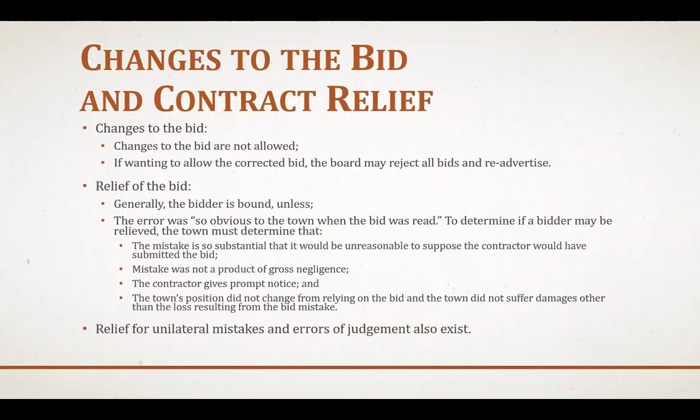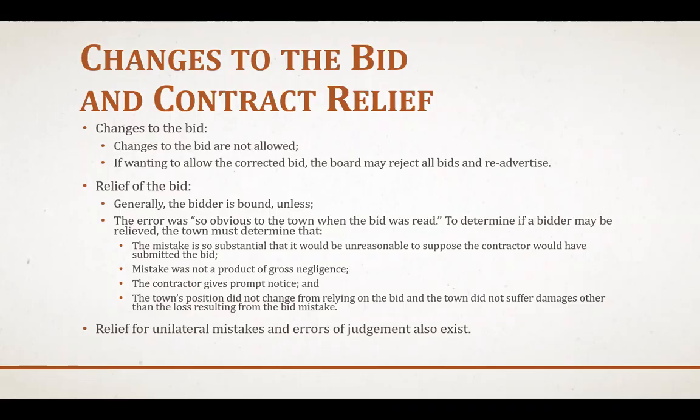However, a board has the ability to relieve a bid. In other words, if someone is the lowest responsible bidder, that is their offer, and if the board accepts that offer, they are bound to that. However, there are sometimes when a bid may be relieved due to an error, if that error was so obvious to the town when the bid was read.